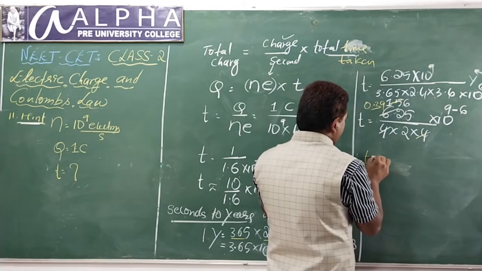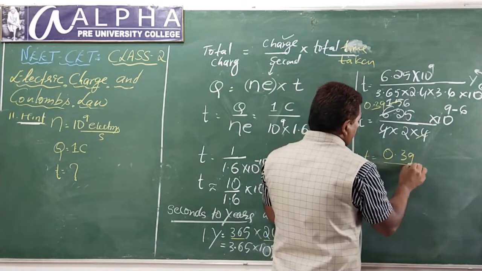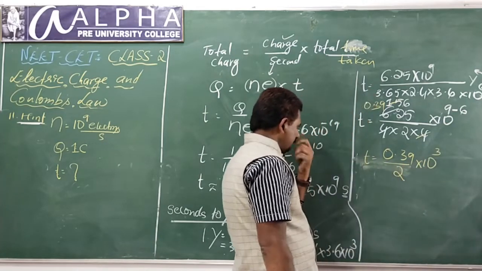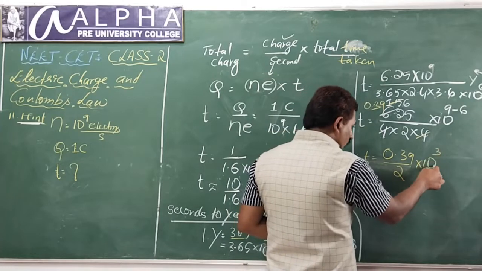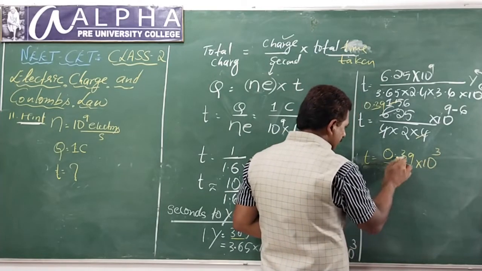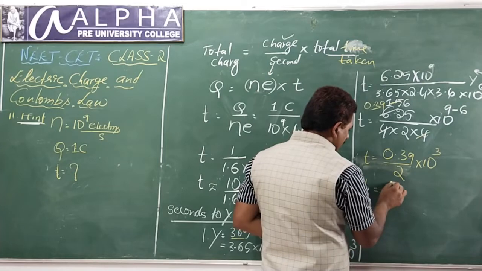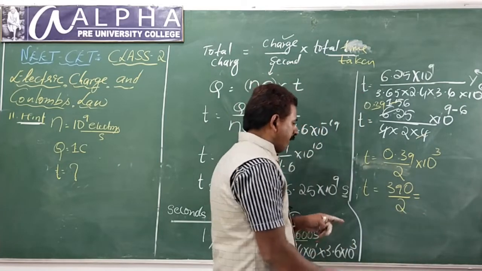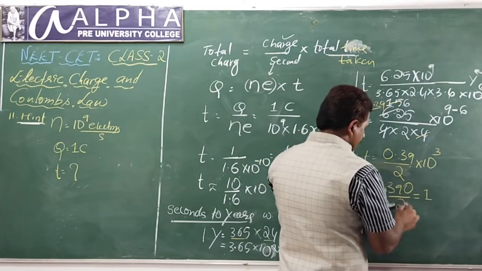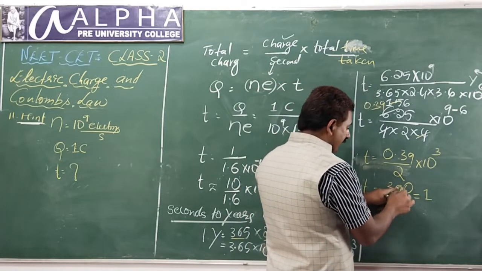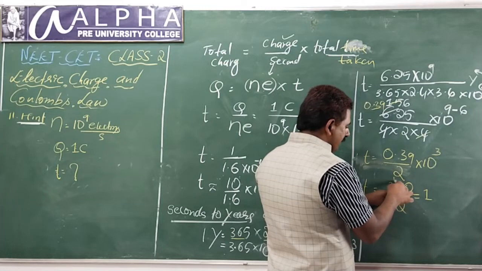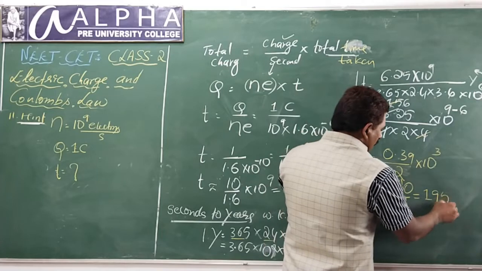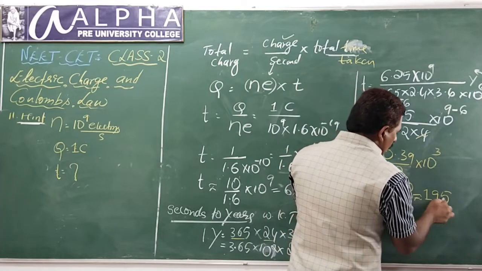So the numerator comes to 0.39, denominator 2 comes around 10 power 3. Now 10 power 3 is 1000. 1000 into 0.39 is around 390 divided by 2. What is 390 by 2? 2 ones are 2. 1 remains, 19. 2 nines are 18. 1 remains, 5. So it comes around 195.